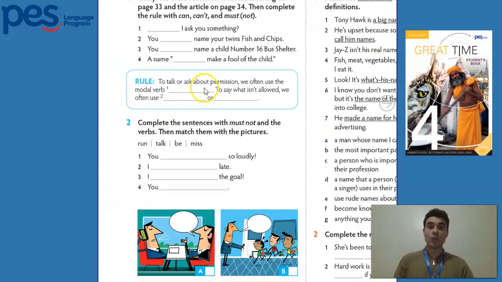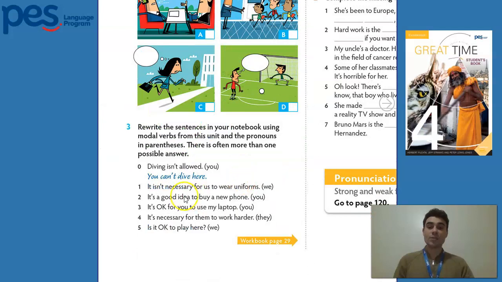Let's take a closer look. So, in exercise number 3, we have rewrite the sentences in your notebook using modal verbs from this unit and the pronouns in parentheses. There is often more than one possible answer. Very good. Do you remember the last video I told you that you could do exactly this with some other sentences, right? You could replace the modal verbs with the concept, with the meaning of the verb.